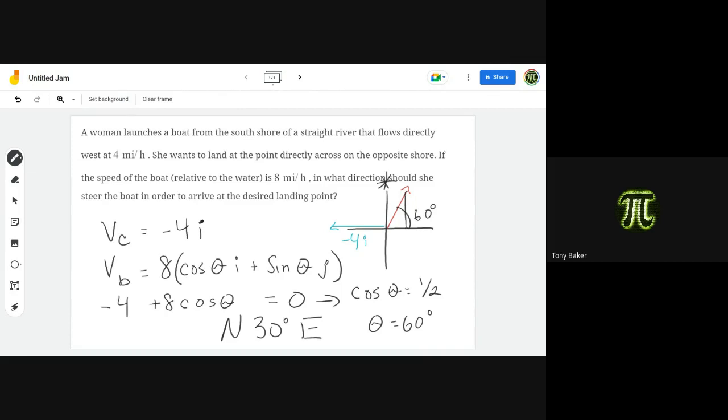No class on Thursday. Next Tuesday, we'll do the dot product. Next Thursday, we'll do the cross product, which are two ways to find angles. And then we're done.